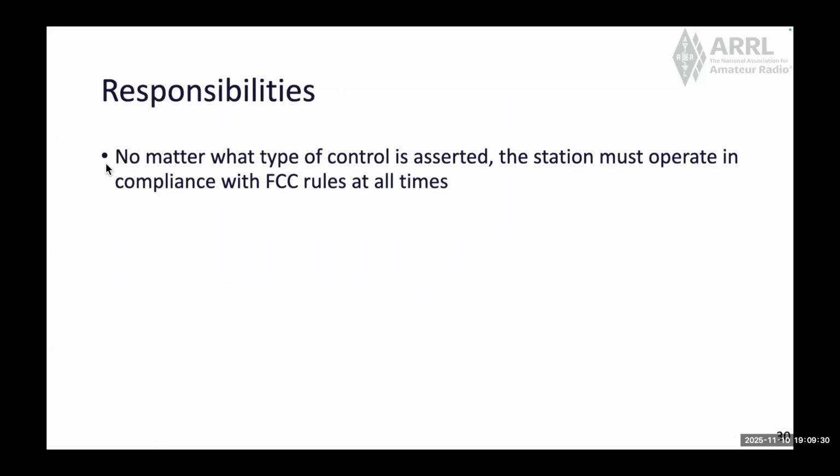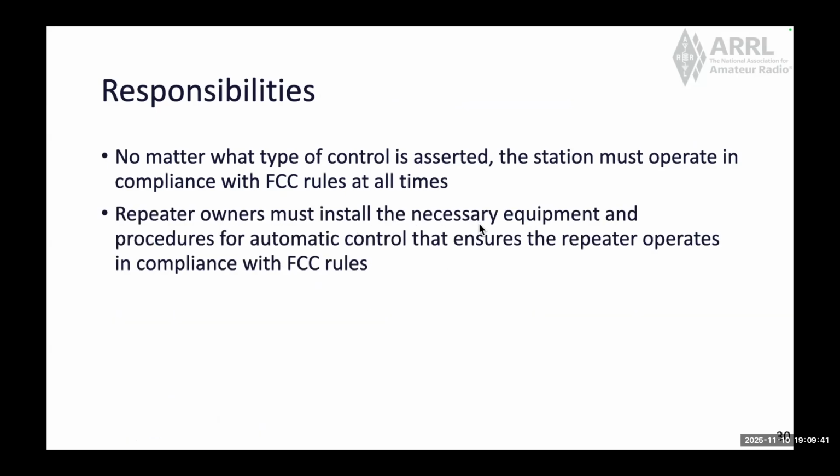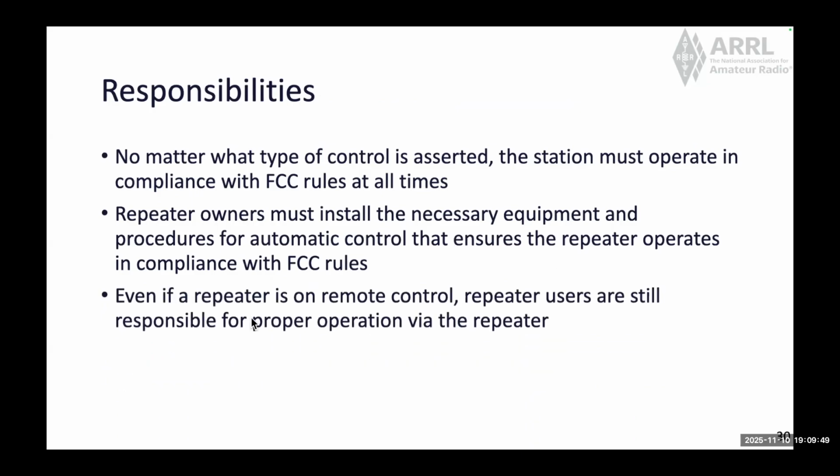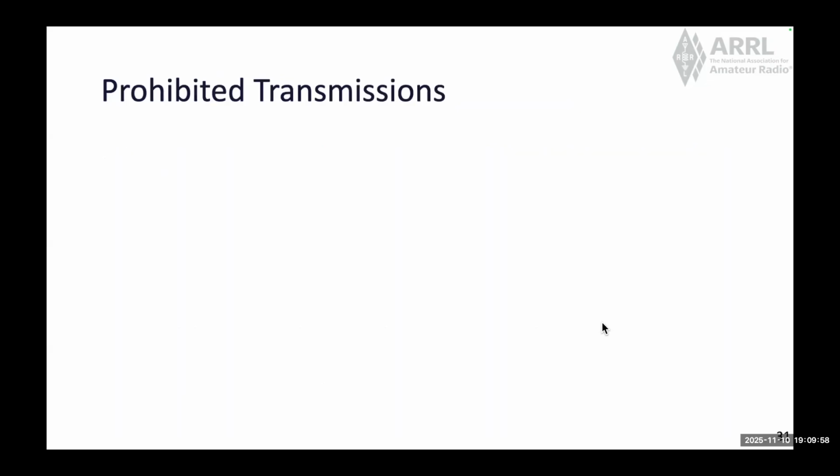Now, responsibilities. No matter what type of control is asserted, the station must operate in compliance with FCC rules at all times. Repeater owners must install the necessary equipment and procedures for automatic control that ensures the repeater operates in compliance with FCC rules. Even if a repeater is on remote control, repeater users are still responsible for proper operation via the repeater.